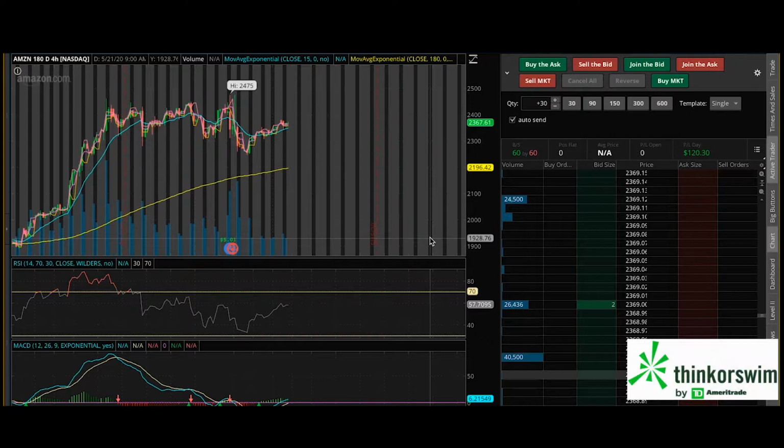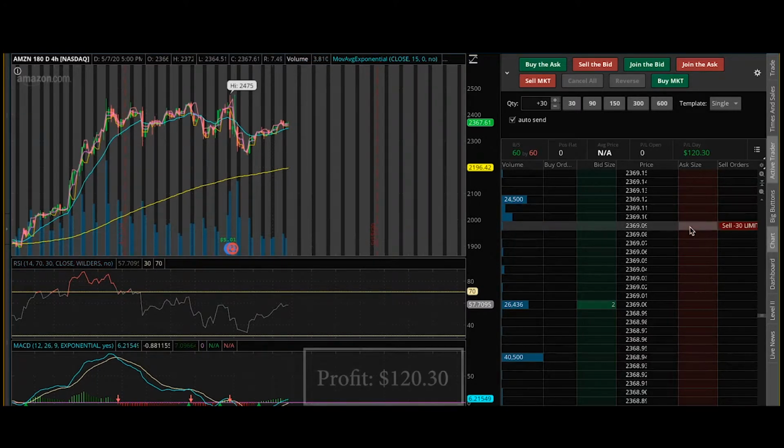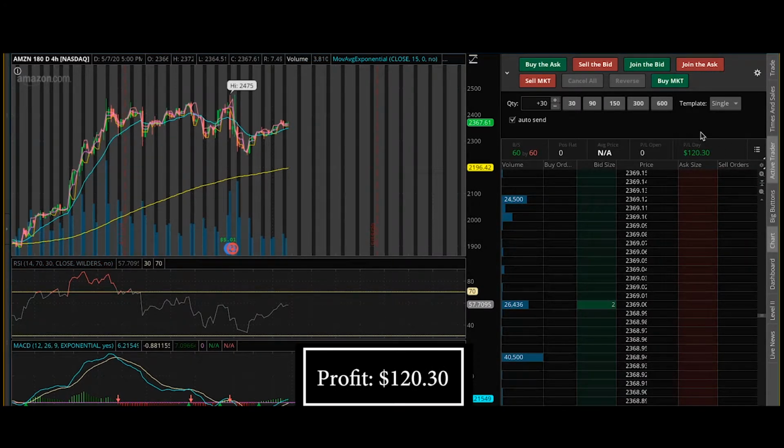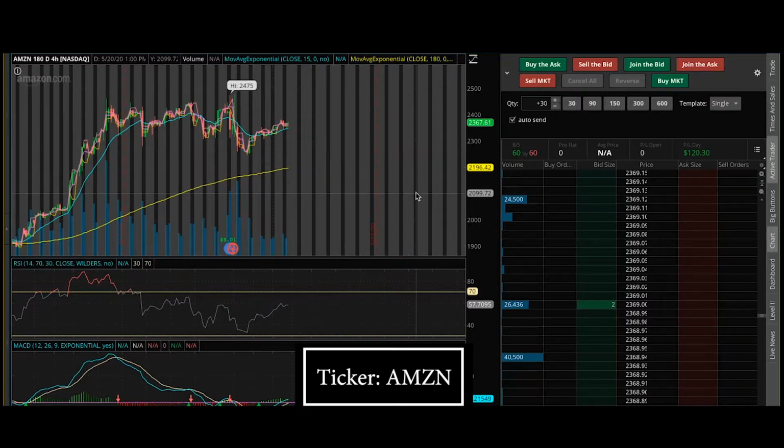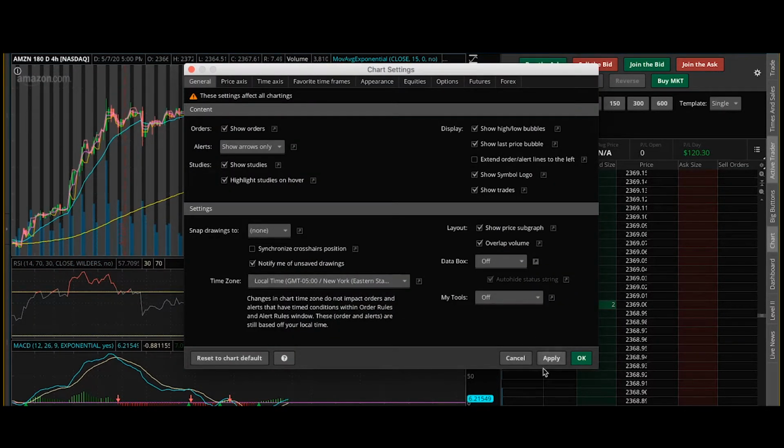I just wanted to do a quick video showing you guys my profit and loss on my paper trading account. Again, this is my paper trading account, and as you can see here, profit and loss, it's 120 on the day. I usually only exclusively trade Amazon. Let's get into it. Let me switch this here to show trades, and let's click OK on that.